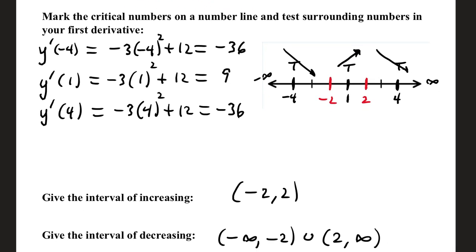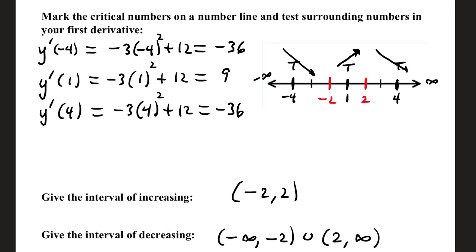So writing these intervals, we only had increasing between the criticals, between negative 2 and 2. We had decreasing before the first critical and after the second critical. Negative infinity to negative 2 is this part, or 2 to positive infinity is this part.